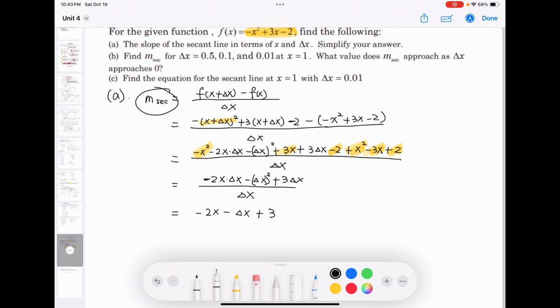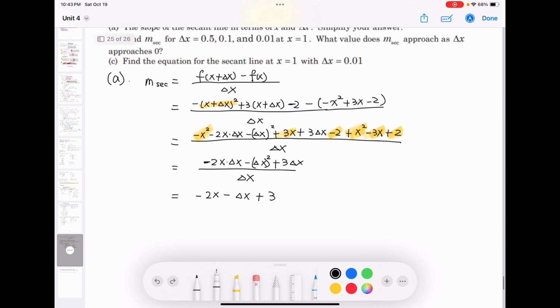So we found the slope of the secant, but this is not a line. We will find the line later. So number B, find the slope of the secant for delta x is equal to 0.5, 0.1 and 0.01 at x is equal to 1. So what value does m of secant approach as delta x approaches 0?